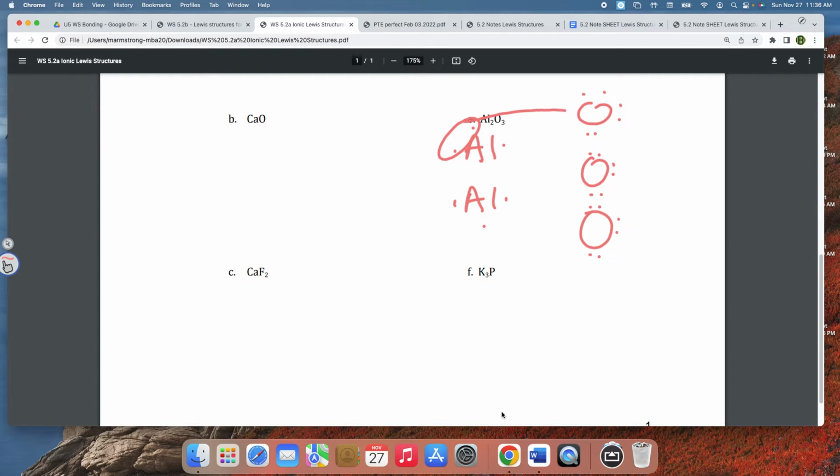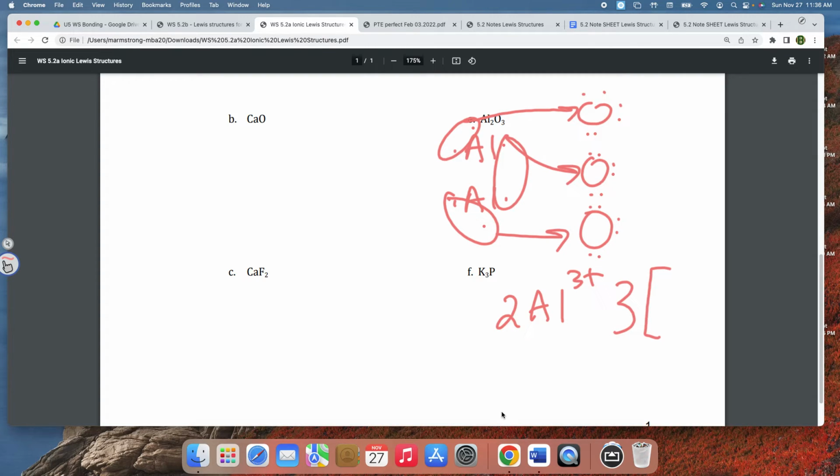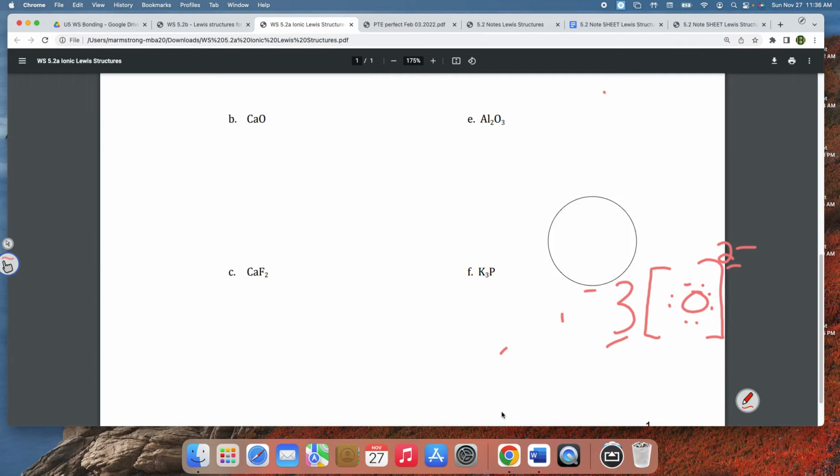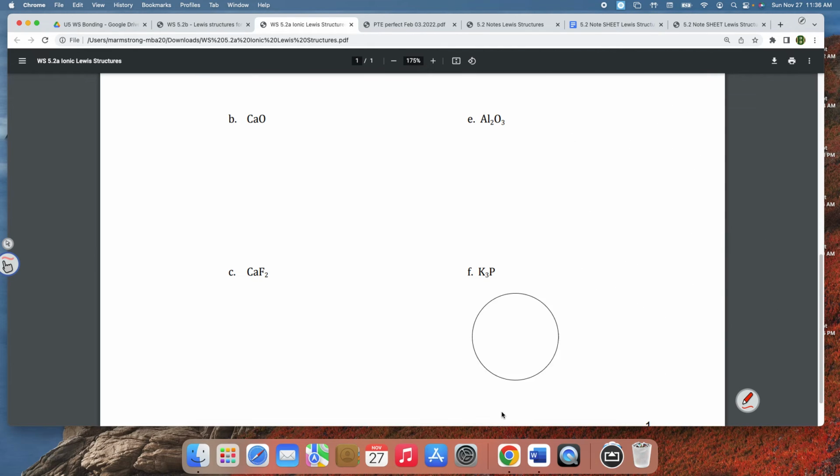So maybe those 2 valence go there, those 2 valence go there, and those 2 valence go there, such that you have 2 Al with a 3 plus because each aluminum lost 3 electrons. And then you have 3 bracket oxygens. Each of those oxygens now has 8 valence electrons, and they all gained 2 electrons, each oxygen did. So 2 times 3 is 6, and 3 times 2 is 6. It's a little bit like, again, when we were trying to name or write the formula from the name.